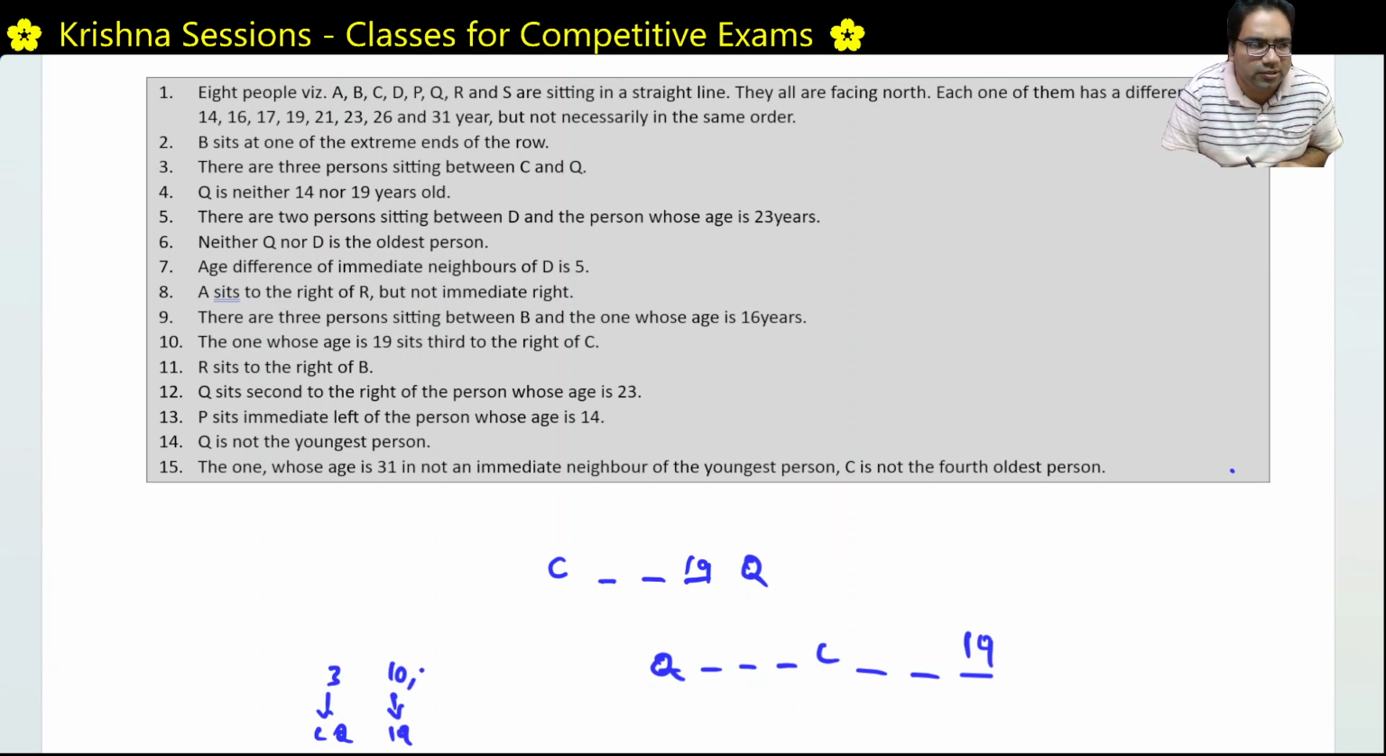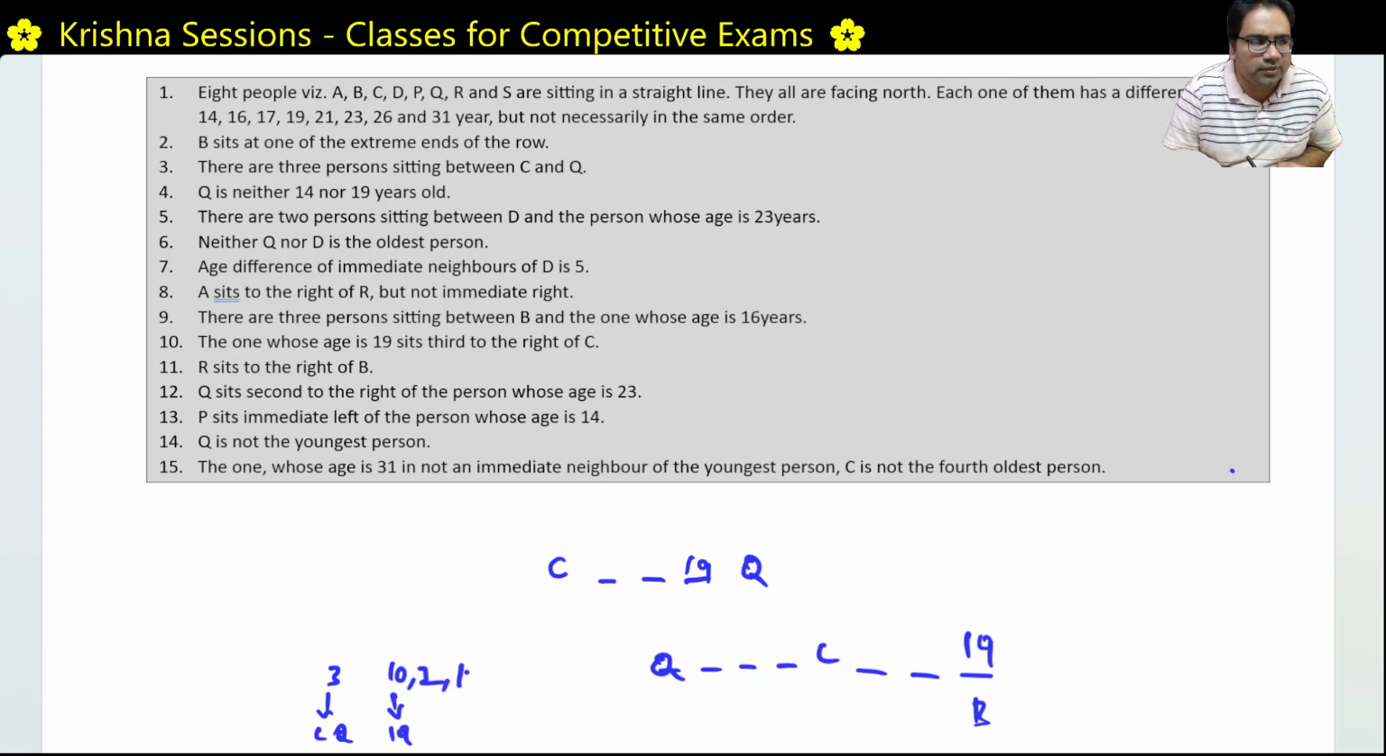Now, in this second case, let's look at conditions number 10 and 2 together. B sits at one of the extreme ends of the row. In this case, B has to be this one only, because this end is already taken by Q. And let's look at condition number 11 also. Conditions 2, 10 and 11 together.